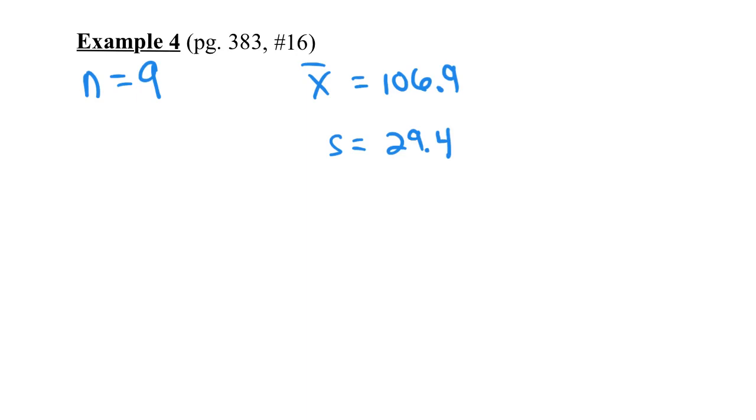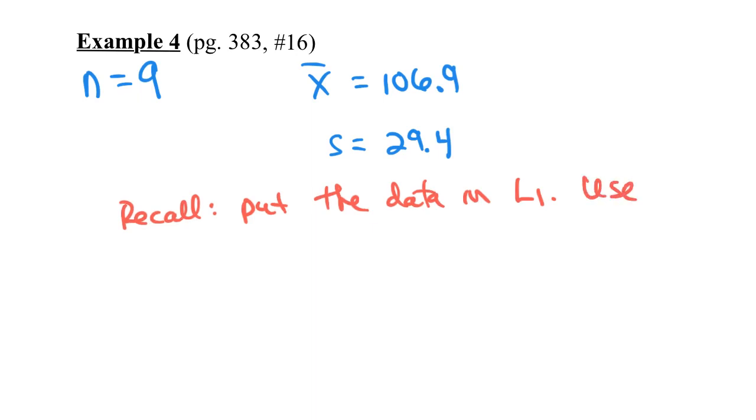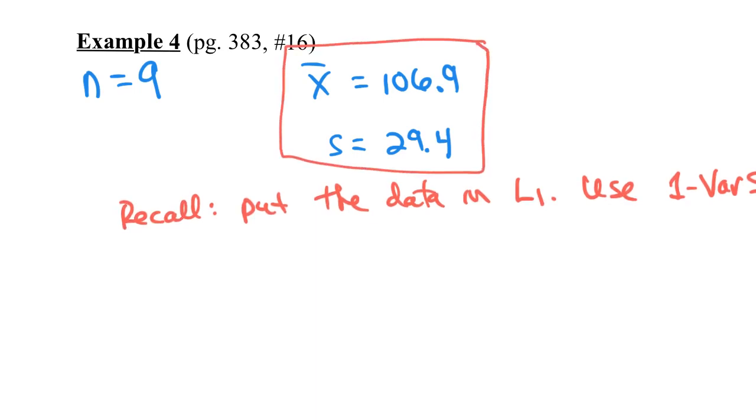Now on a test or a quiz, I won't tell you that. I want you to find it. So just remember what we did at the beginning of the semester. We would put all the data in list 1, right? So just to recall, here's what we did before. We put the data in list 1. And do you remember what command we would use to get basic statistics? We did it all the time. We would use one variable stats, right? So to get this information right here, I wouldn't give it to you. I'd give you the data, and then you just have to put it in a list, do one variable stats, and then one variable stats will give you this, right?